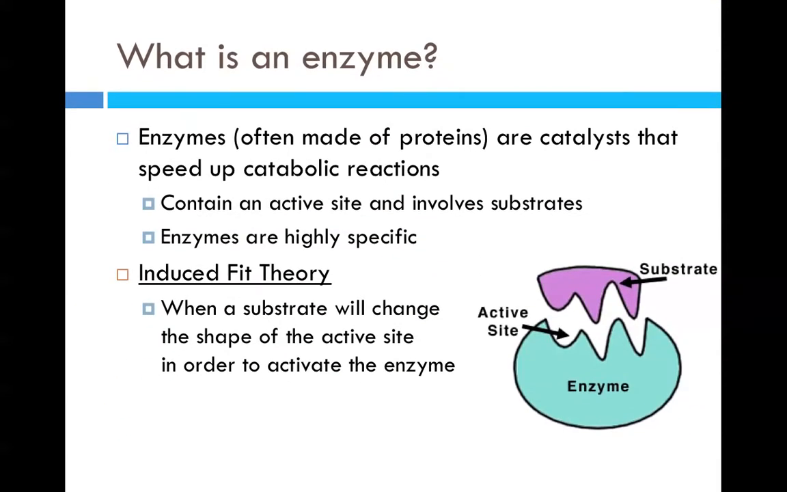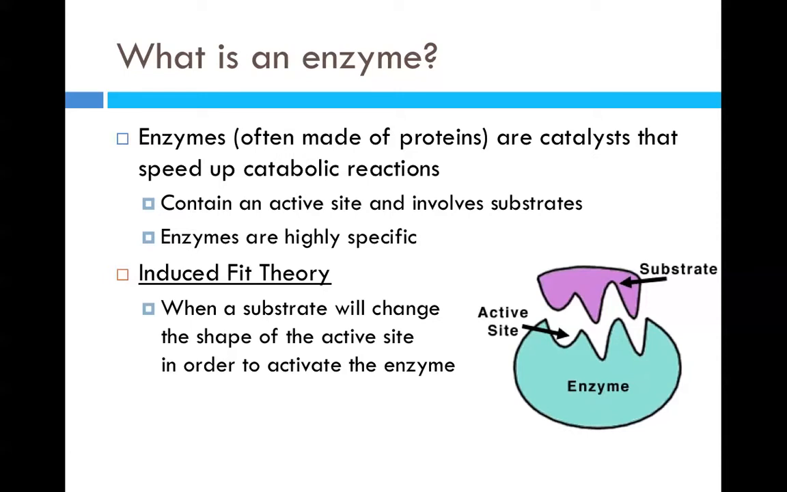What is an enzyme? An enzyme is a catalyst that speeds up catabolic reactions. They contain an active site which allows specific substrates to attach. And enzymes are highly specific. They are often made up of proteins but can vary, which means they can either be made up of nucleic acids or lipids.